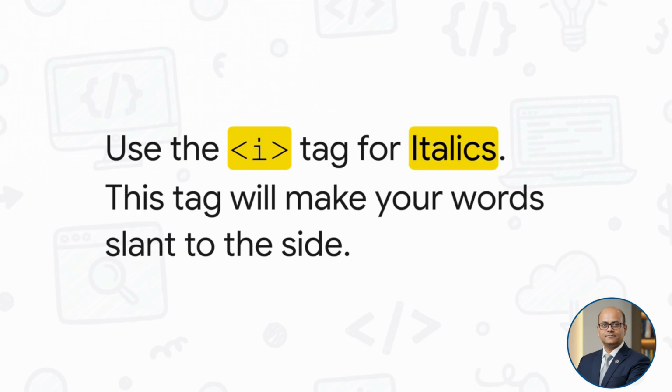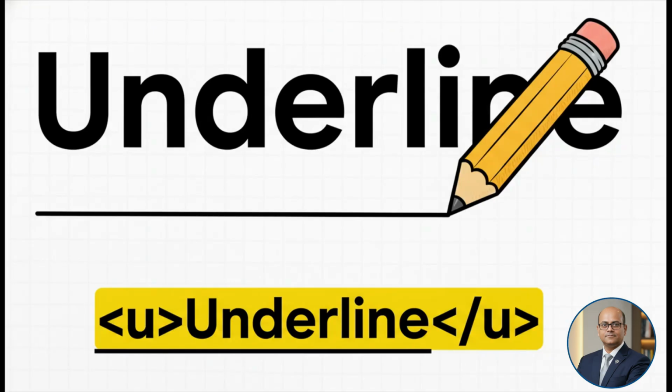The next one is the I tag. I is for italics. This will make your words slant, just like you see in your textbook sometimes. It makes the words look different. And the third one is U. U is for underline. This is very simple. It just puts a line under the words. It is just like when the teacher asks you to underline the main points in your notebook.